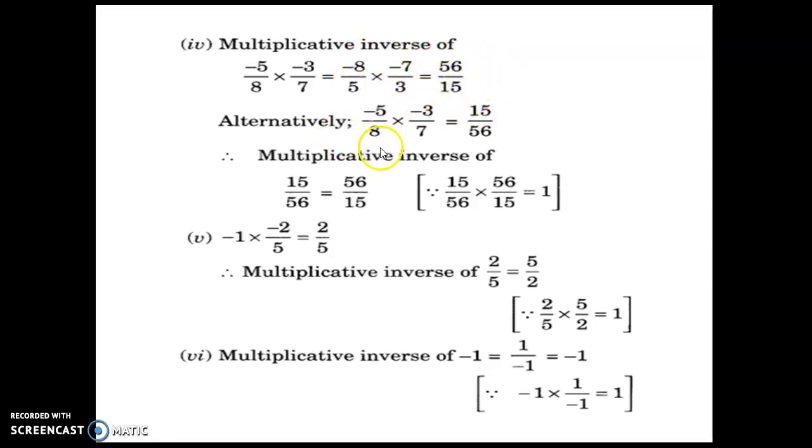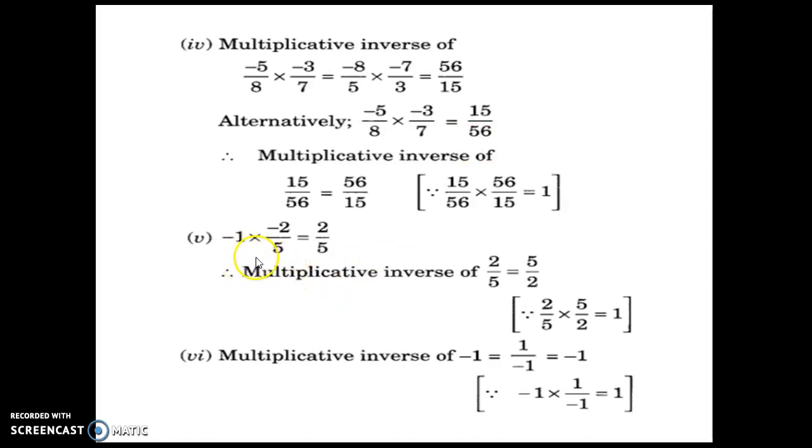Alternate method we will see. First let us multiply the first question they are giving. Then whatever number we get, we have to reverse from numerator to denominator and denominator to numerator. This is one more method. Then coming to the next problem.